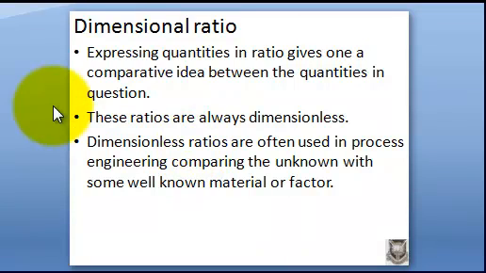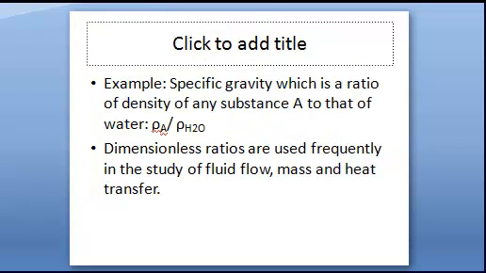Dimensional ratio. Expressing quantities in ratio gives one a comparative idea between the quantities in question. These ratios are always dimensionless. Dimensionless ratios are often used in process engineering, comparing the unknown with some well-known material or factor. Example of dimensional ratio, which is dimensionless, is specific gravity.